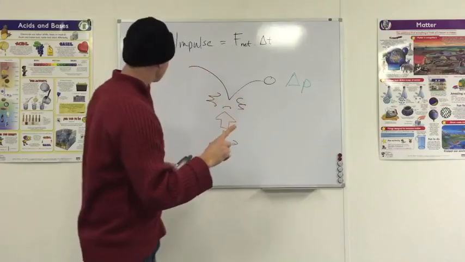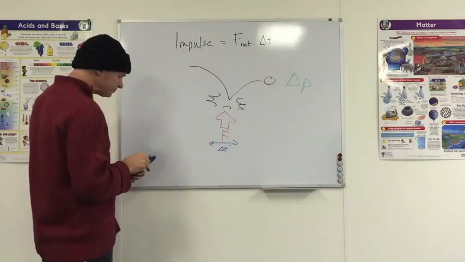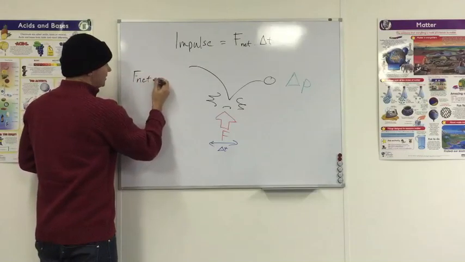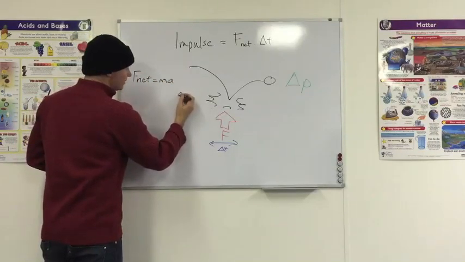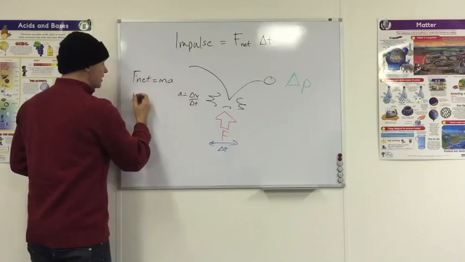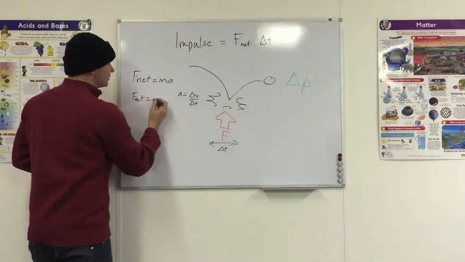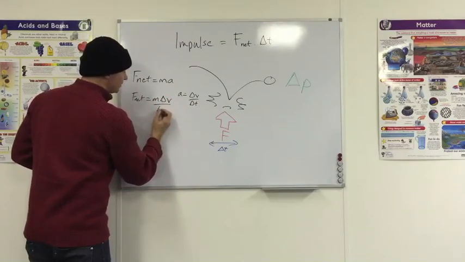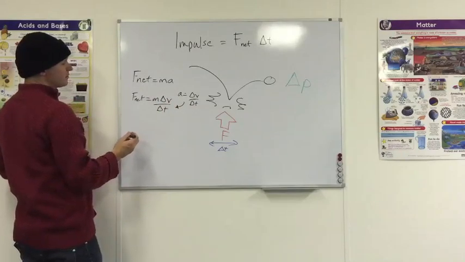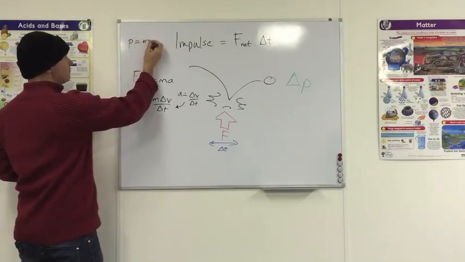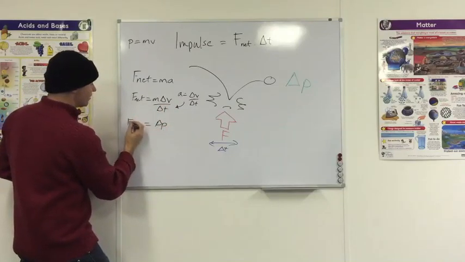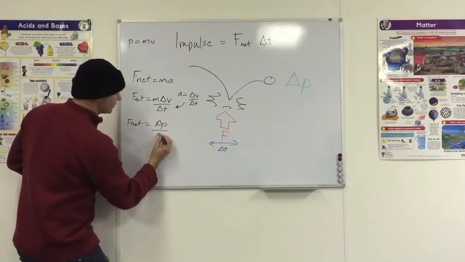Now, if you want to see where that comes from, I'll show you very quickly. It all comes from Newton's second law, F net equals ma. a, as you probably know, is the change in velocity per unit time. Sub that in there, we get F net equals m delta v over delta t. You see how that got in there? That's looking familiar because we know that p is equal to mv. So m delta v must be delta p. So F net equals delta p over delta t.